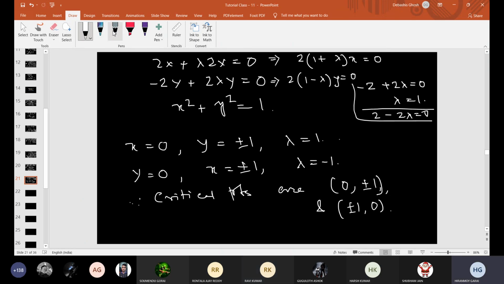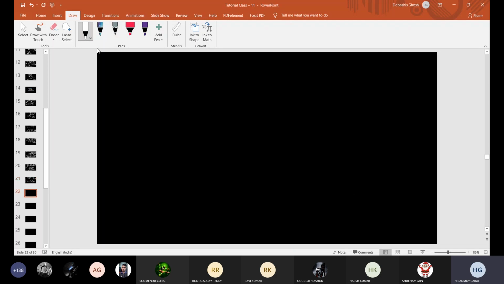Now we consider the values for f. If you're going to compute f of x, y, it is equal to x square minus y square. So if you consider the case for x equals plus or minus 1 and y equals 0, I'm writing both at a time because this is a square, so that is 1. Every time it comes to 1, which is positive.